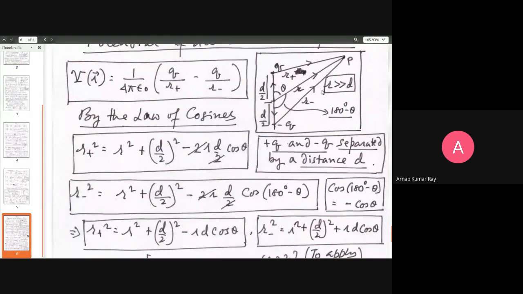Similarly, for this arm, remember this arrow is going inward. This and then this. And this is the resultant vector, r minus. r minus squared is equal to r squared plus (d by 2) squared minus 2 into r into d by 2 into cos of this angle, 180 degrees minus theta. I hope you are understanding the logic of this discussion. It shouldn't be too difficult, really.